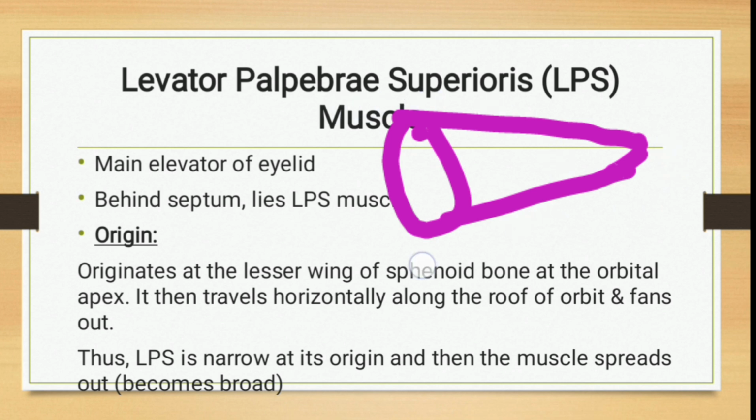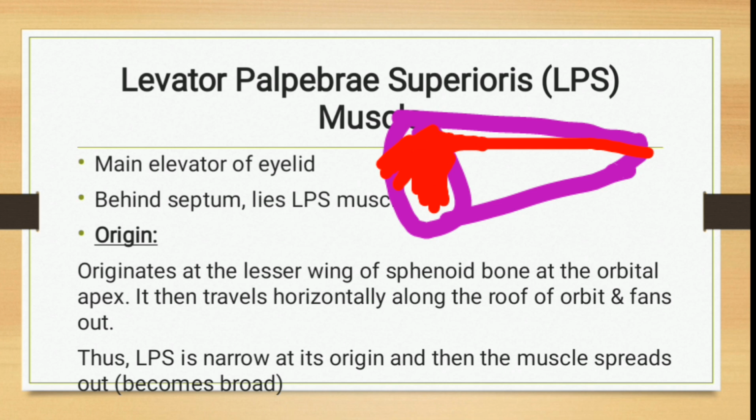Basically, these cones are all bones. So the LPS muscle originates from the back at the orbital apex, at the lesser wing of the sphenoid bone, and it travels horizontally along the roof of the orbit. Then it fans out, or extends, and spreads onto the eyelid, so that the eyelids may open.